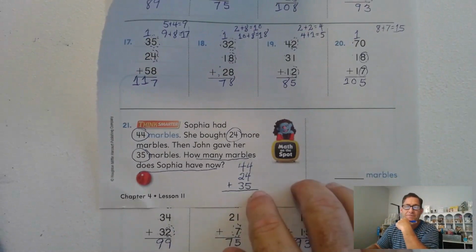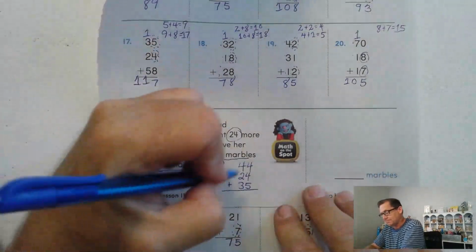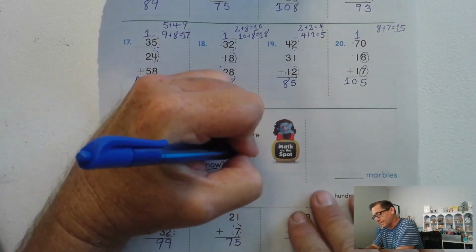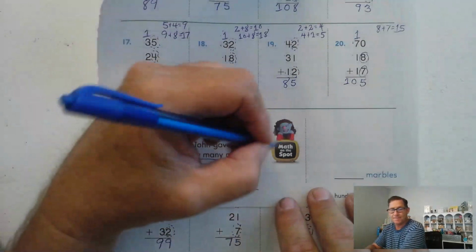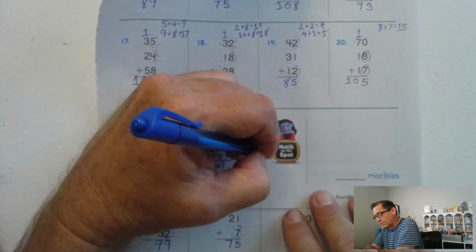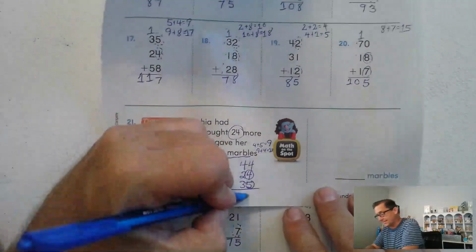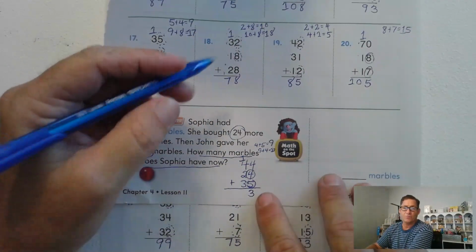Okay, I don't see a way of making a 10 out of any of those three numbers. I think I'll go ahead and add the 5 and the 4. So 4 plus 5 gives me 9, and 9 plus 4 is 13. Regroup 13. It has 1 ten and 3 ones.